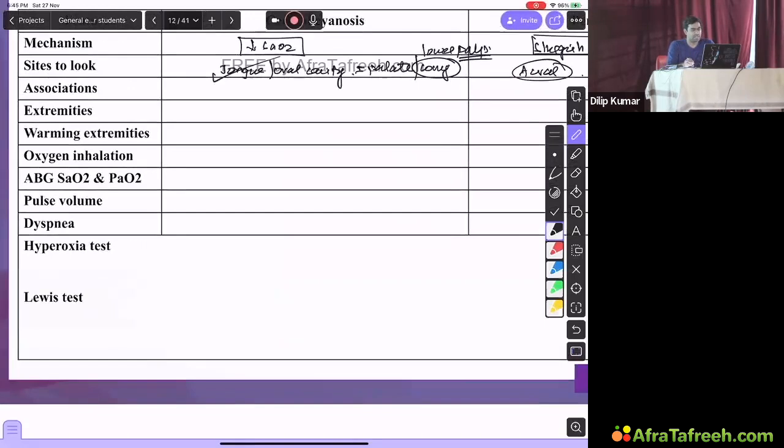And what are the associations? Generally, chronic central cyanosis, not acute, will be associated with clubbing and polycythemia. You can experience that in cyanotic congenital heart disease. In any chronic cyanosis, you can experience clubbing and polycythemia, but not in acute central cyanosis, by the way.